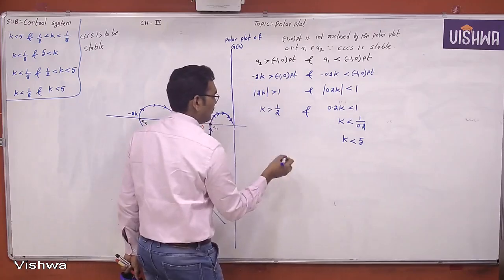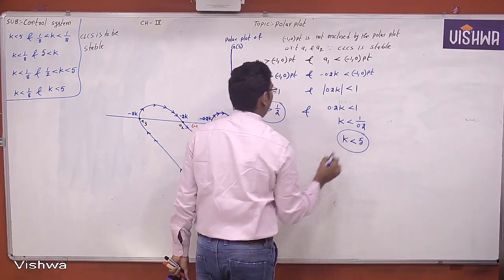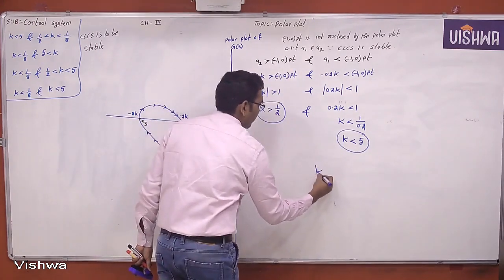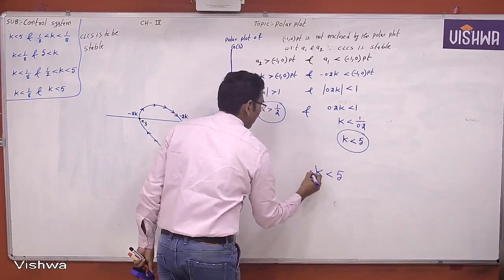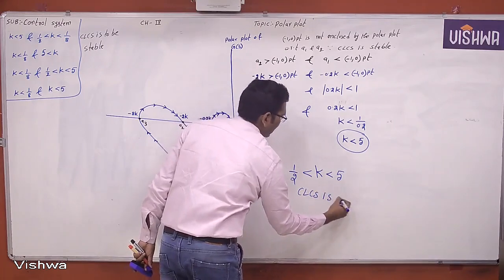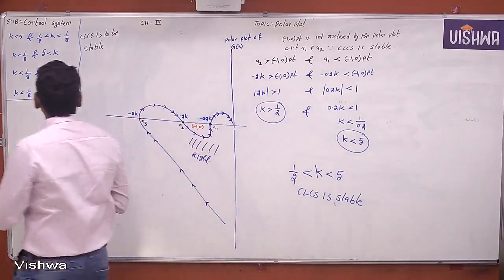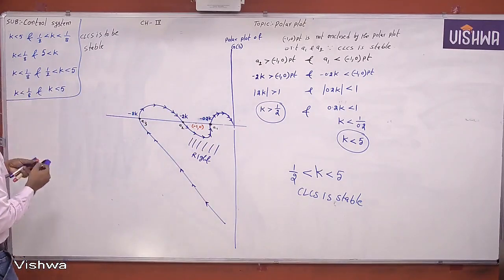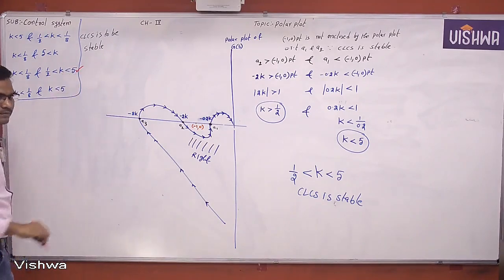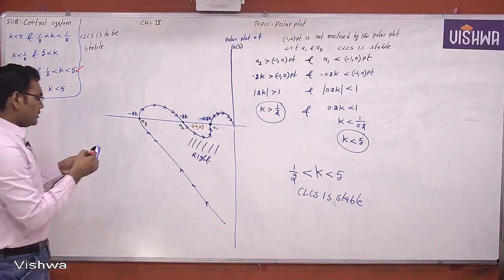Then what is the relation? Finally, see here, k is greater than 1 by 2 and k is less than 5. So when k is less than 5 and greater than 1 by 2, the closed loop control system is stable. Is there any option like this? K less than 5 and greater than 1 by 2. Yes, this is the correct option. Am I right? No, sir, I want to check. There may be another condition. You can check like this also.